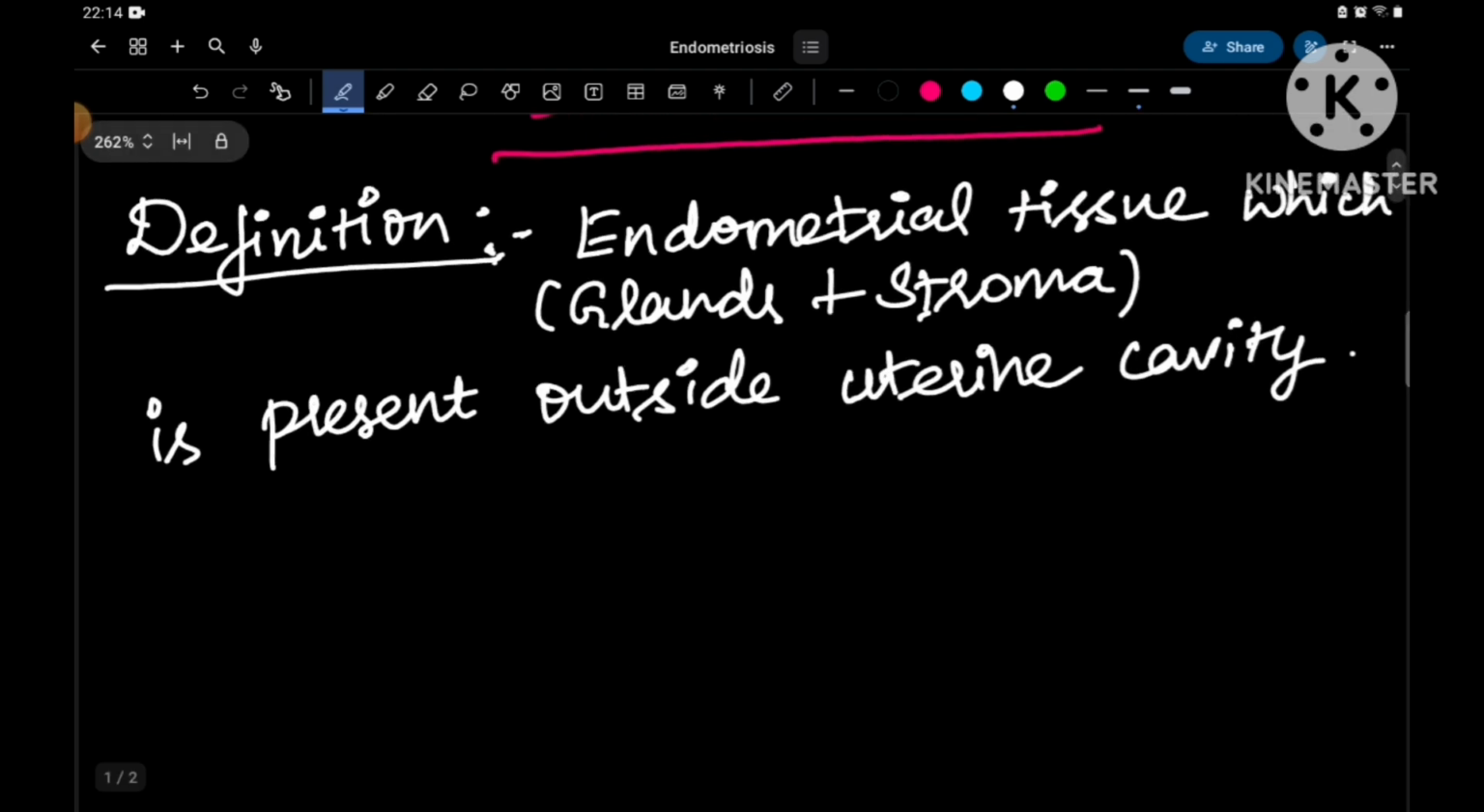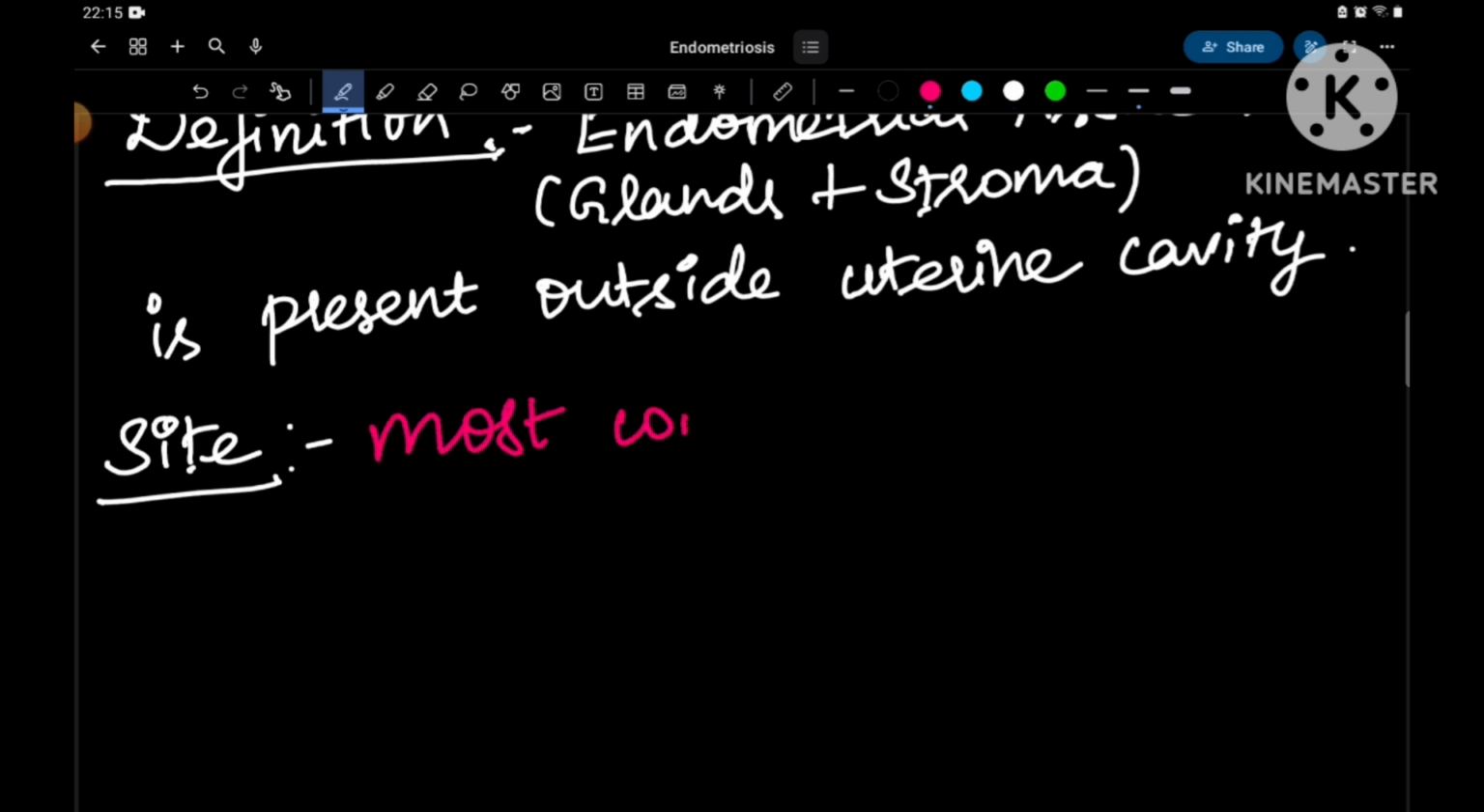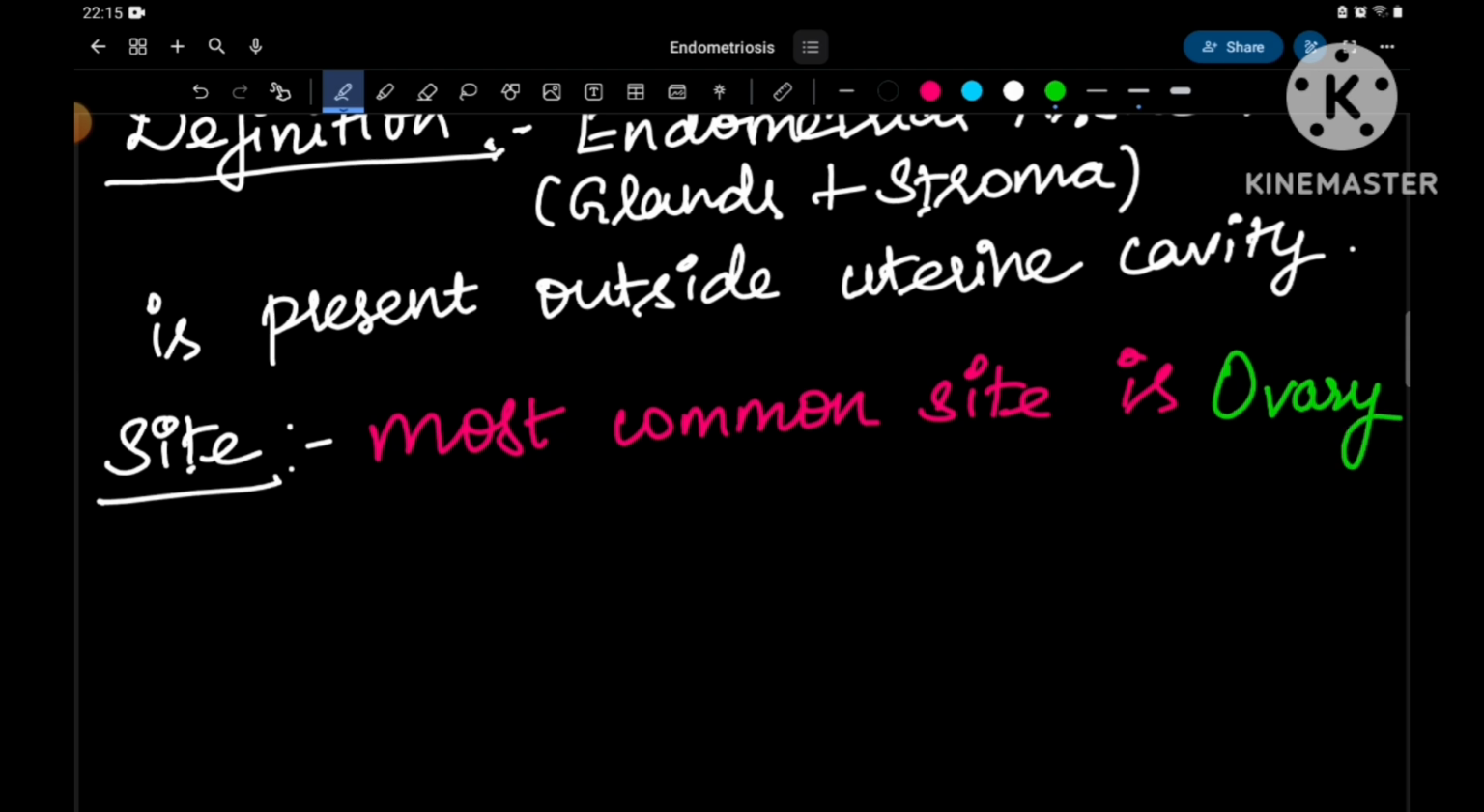Yes. Okay. Next, what is the site? Guys, the most common site is first the ovary. The most common site is ovary, guys. Then what are the next other common sites? That we will write here. What are the next common sites after ovary?